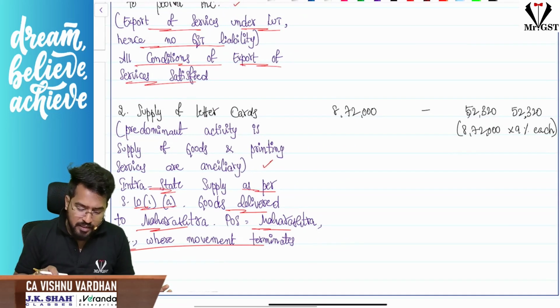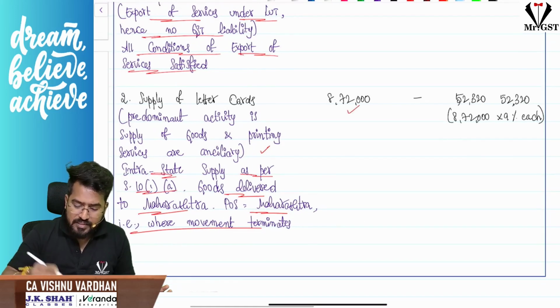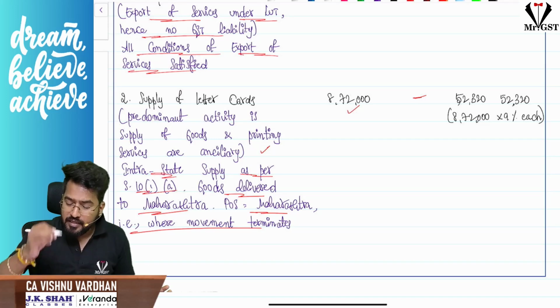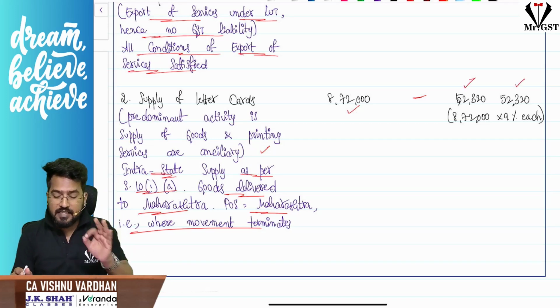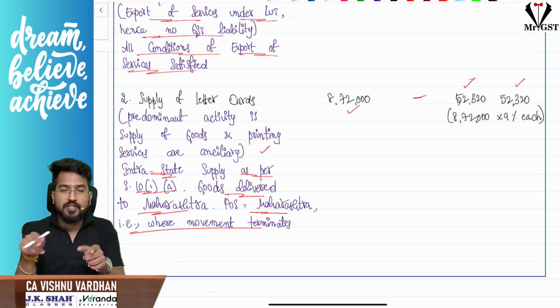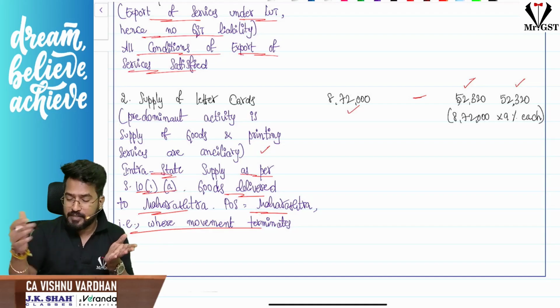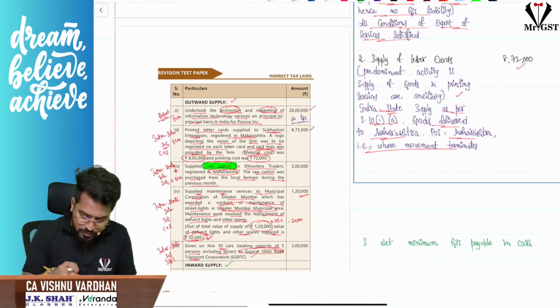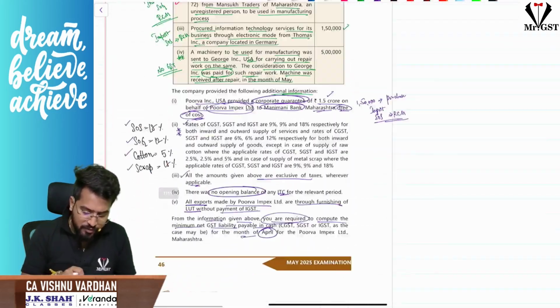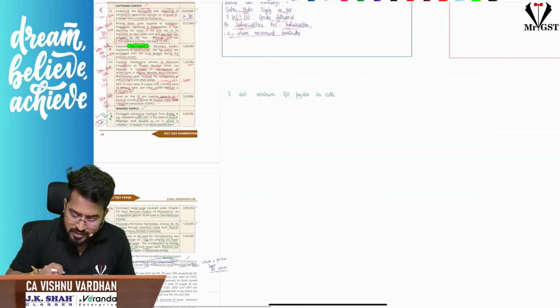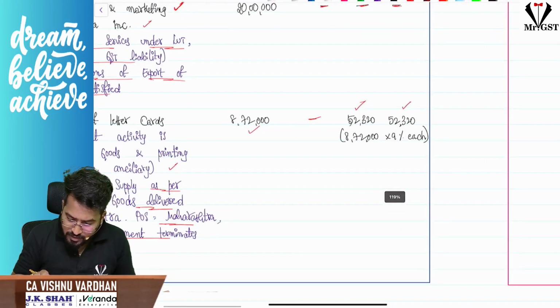Next, how much is it? 8,72,000 is the amount. In the amount column I have mentioned IGST nil, and CGST 52,320, SGST 52,320. Please make sure the calculation is also shown in the table itself: 8,72,000 into 9%. Supply of goods means how much percentage? Here I have listed it out. Supply of goods means 12%, so 6% each I have calculated.